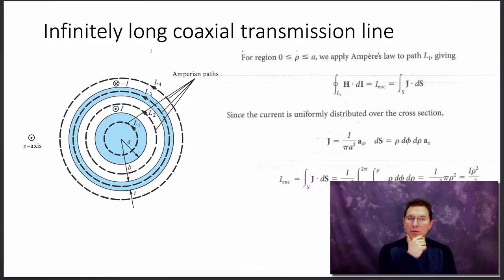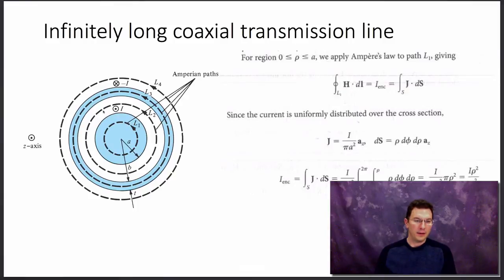This is an infinitely long coaxial transmission line. Let me explain what you're seeing here in this geometry. It's the coax of your experience. That's really what we're studying here, a coaxial transmission line. What you're seeing on the left-hand side is this structure has an inner conductor that's in blue. The inner conductor of your coax has a radius a. There's some kind of a gap here, in this case free space.